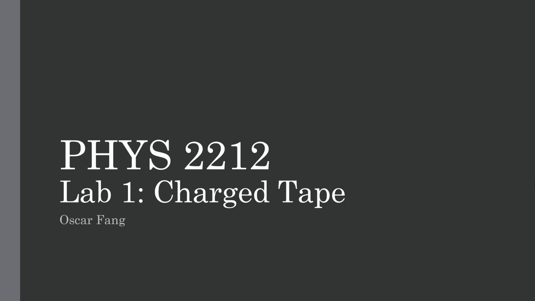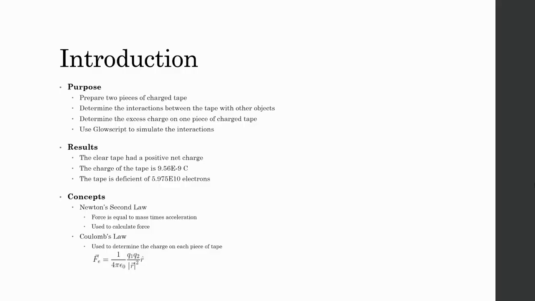In Lab 1 of Physics 2212, we observed interactions with charged pieces of tape. The purpose of this experiment is to prepare two pieces of charged tape and observe their interactions with other objects. The charge of the tape can then be determined and a computational model is created using GlowScript to compare the two charges. The charge of the tape was determined to be positive at 9.56E-9 coulombs, and the tape is deficient of 5.975E10 electrons.